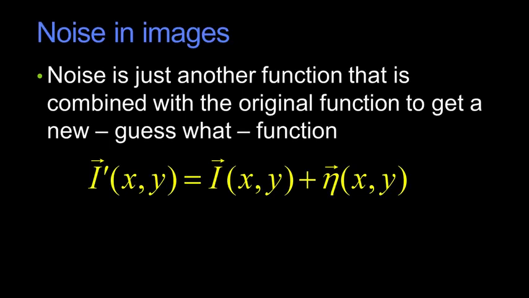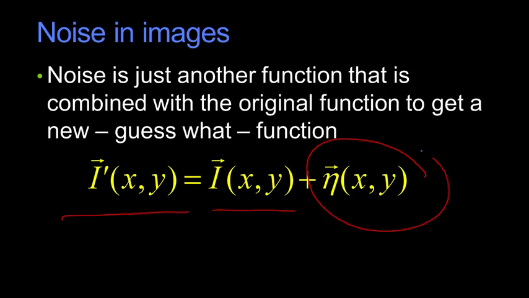So if images are just functions, then we can do things to images that we can do to functions. Like we can just add them, right? You can add two functions, right? Well, then we can add two images. And to introduce this a little bit, we're going to introduce the concept of noise. Noise in an image is just another function that, combined with the original image, gives us a new function. So we'll write this way: our new image, we'll call it I prime, is just I of x y plus this noise function.